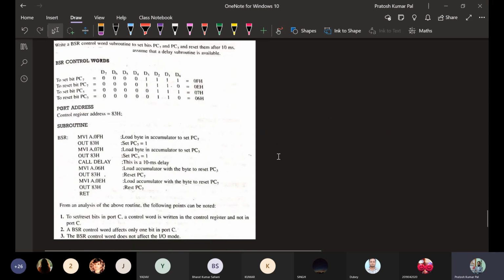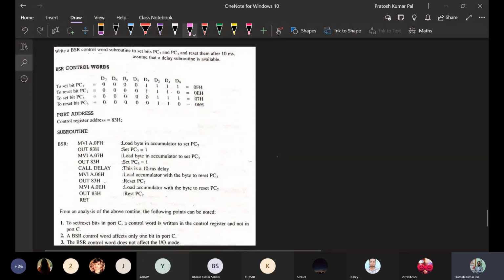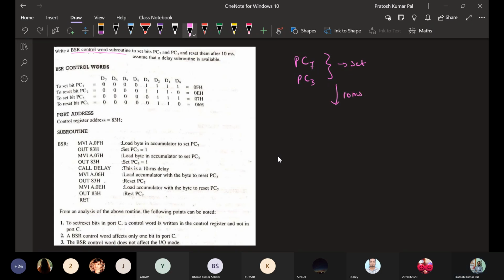Now there is a question, we will be seeing this. Suppose the question is: write a BSR control word subroutine to set bits PC7 and PC3. First of all, these need to be set, and then reset after 10 milliseconds. So after 10 milliseconds, we need to reset these bits.